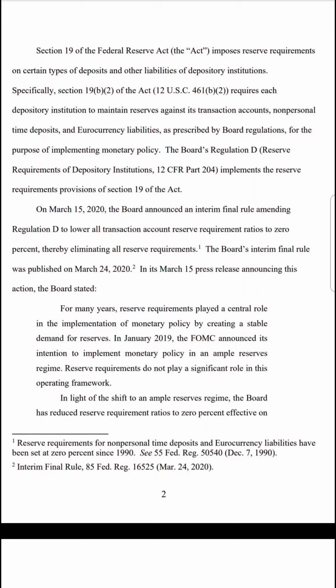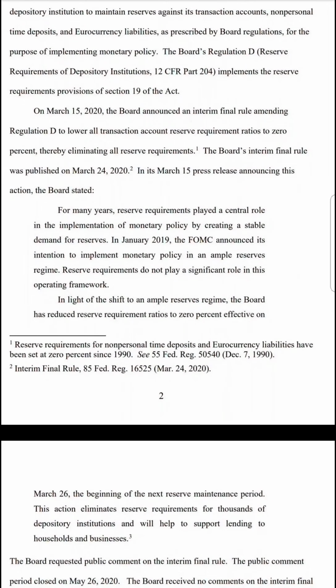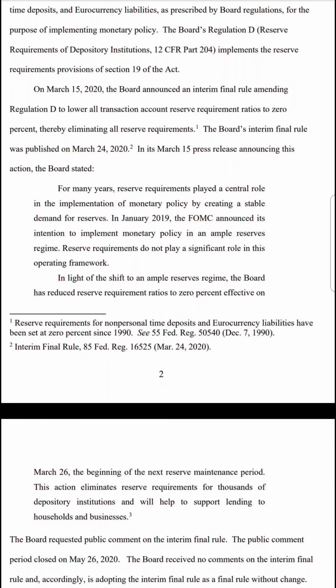The board's Regulation D, reserve requirements of depository institutions, 12 CFR Part 204, implements the reserve requirements provisions of Section 19 of the Act. On March 15, 2020, the board announced an interim final rule amending Regulation D to lower all transaction account reserve requirement ratios to 0%, thereby eliminating all reserve requirements. And there's a footnote there. The board's interim final rule was published on March 24 of 2020.